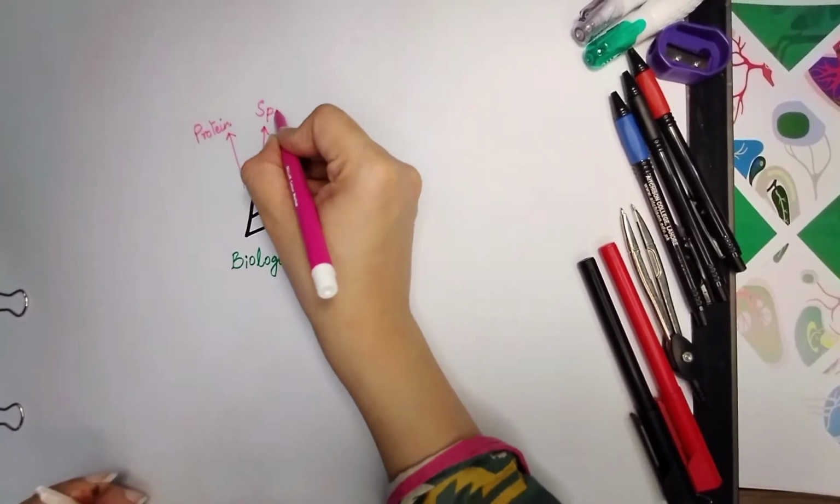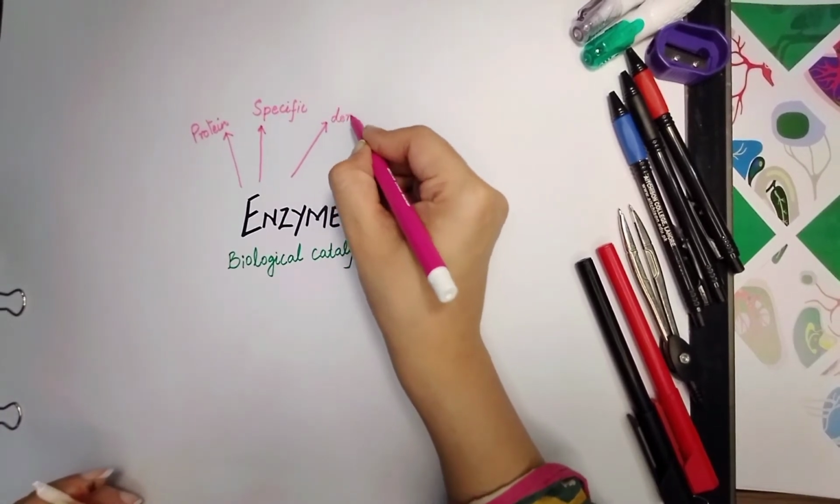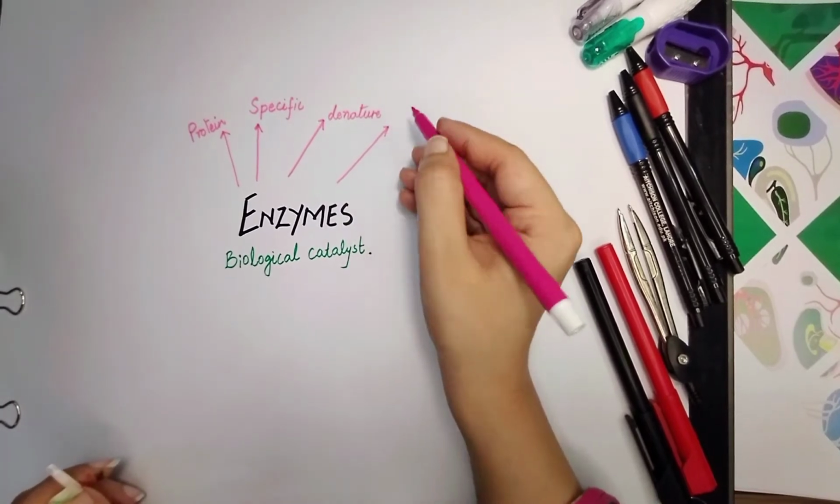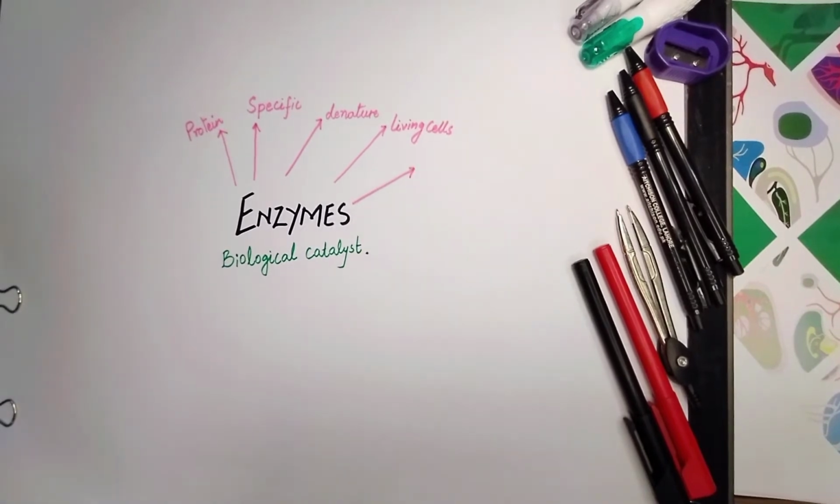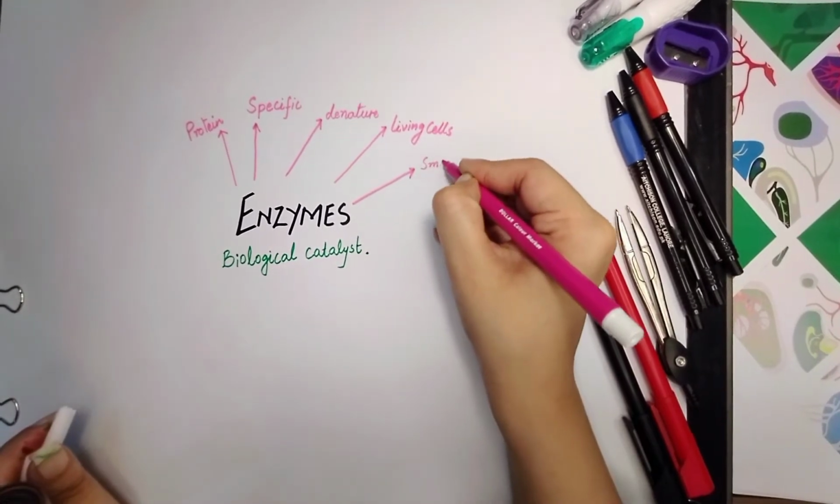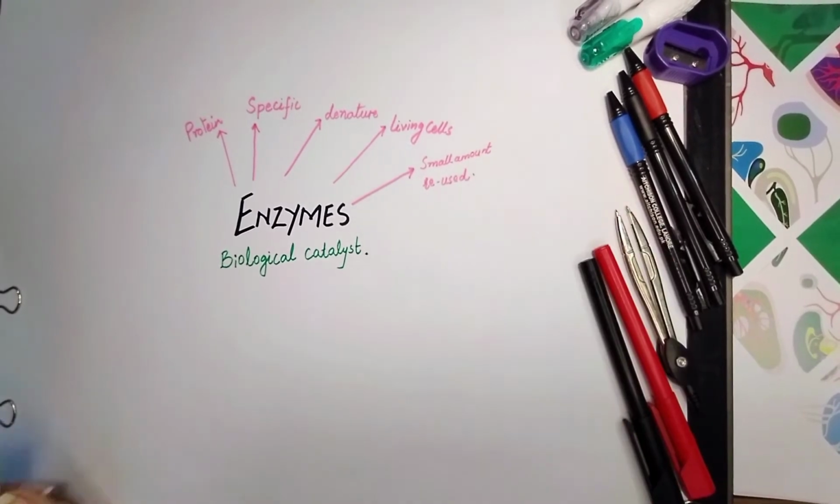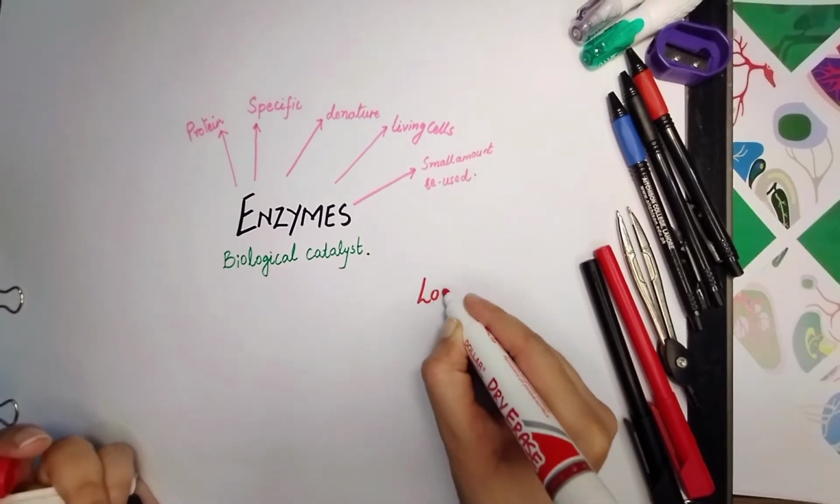Then there are certain properties of enzymes: they are protein in nature, they are very specific, they can be denatured at high temperatures, they are found in the living cells or they are formed by the living cells particularly, and a small amount of enzyme can speed up a reaction to its double.